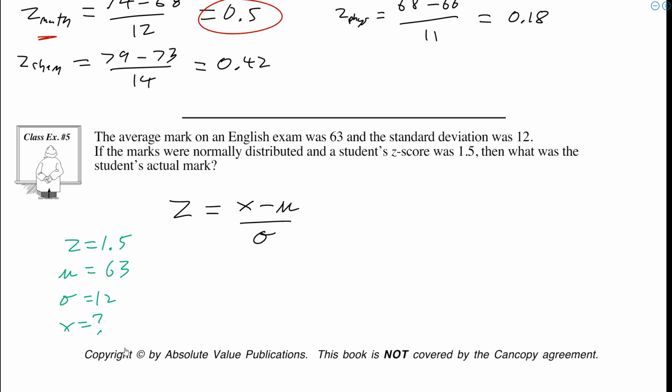So 1.5 equals X minus 63 over 12. Now you do the math. Now we algebra our way out of this one. So 1.5 times 12 is 18, which equals X minus 63.